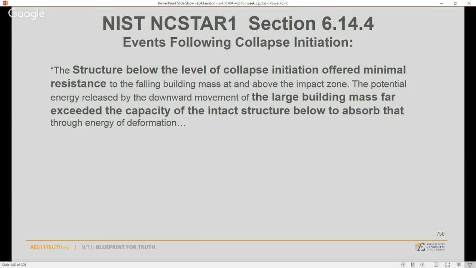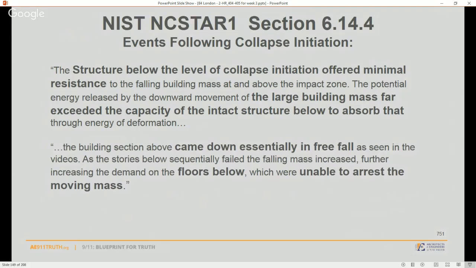The structure below the level of collapse initiation offered minimal resistance. The large building mass far exceeded the capacity of the intact structure below to absorb that. Well, that's all speculation. There's not one calculation showing the ability of the cold, hard, intact steel below the point of jet plane impacts to resist some falling block of building above the point of jet plane impacts. This is what structural engineers do for a living. They're fully capable of doing this. Why did they stop at the collapse initiation?